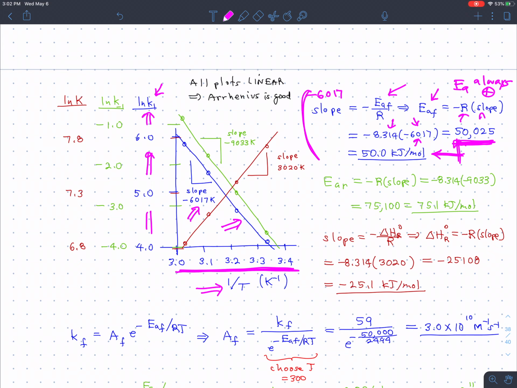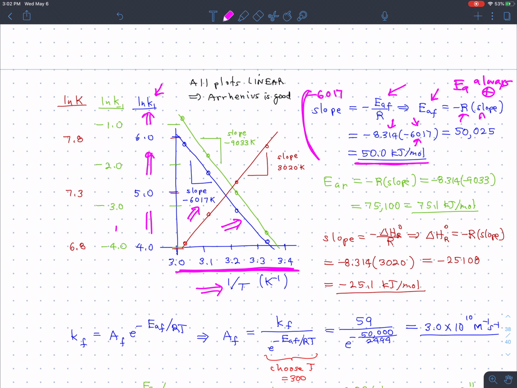So if you get a negative value here, you did something wrong somewhere. A negative value here would correspond to a curve with a positive slope over here. And so if you get a positive slope when you plot the data, you're doing something wrong. Right away you know. All right, that's it for the EA in the forward direction.